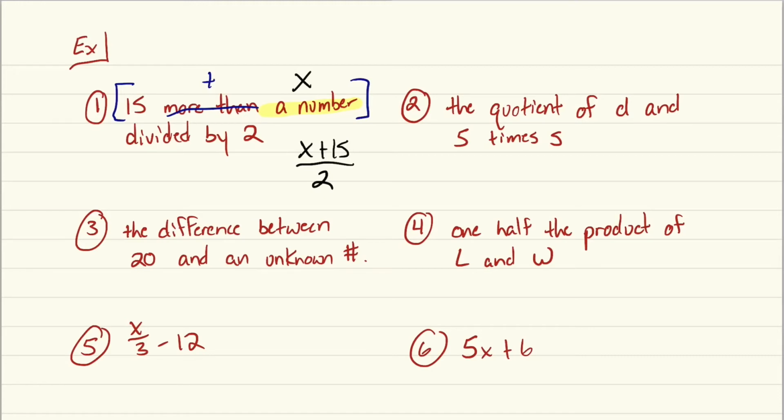That x plus 15 is being divided by 2, and so that's why the problem is set up the way that it is. All right. Moving on to number 2.